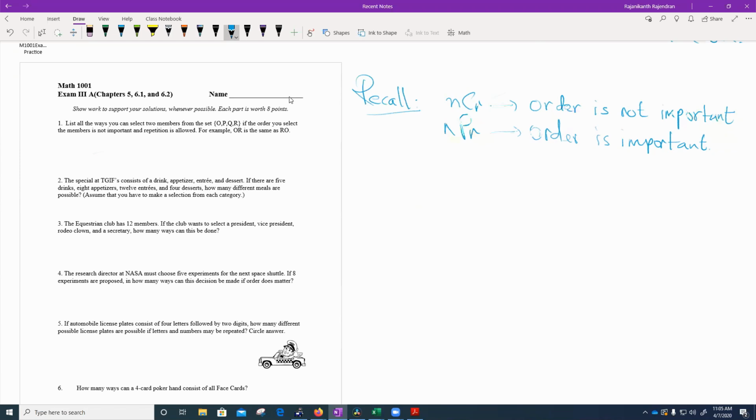They tell us order is not important. What does that mean? That means we don't count OR and RO separately, we count OR and RO as only one because we don't care about the order. So how many ways could this happen? You are given 4 in total, but we are choosing 2 at a time. Therefore, the number of ways you could make is 4 choose 2. What is 4 choose 2?